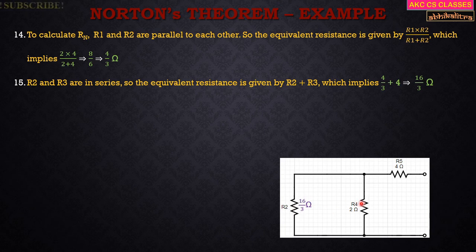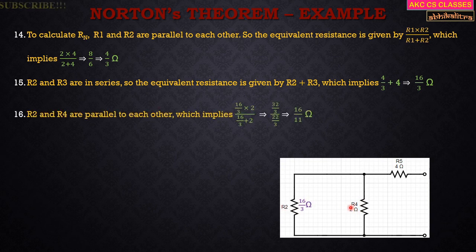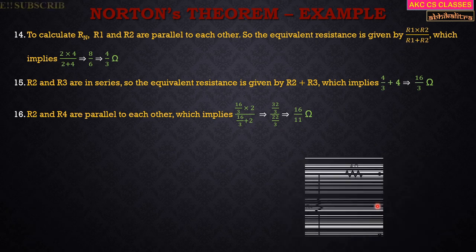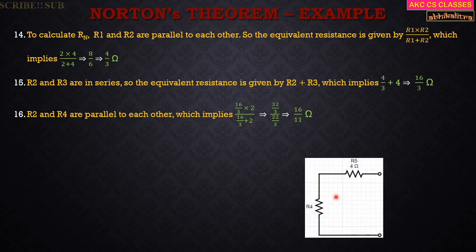Now moving to the next resistor R4. R2 and R4 are parallel to each other, so that means 16 by 3 into 2 whole divided by 16 by 3 plus 2. So 16 by 3 into 2 whole divided by 16 by 3 plus 2 gives you 32 by 3 divided by 22 by 3, which implies 16 by 11 ohm. Again these two resistors are combined into a single equivalent resistance as R4. This R4 is the new equivalent resistance, and the value of R4 is 16 by 11 ohm.